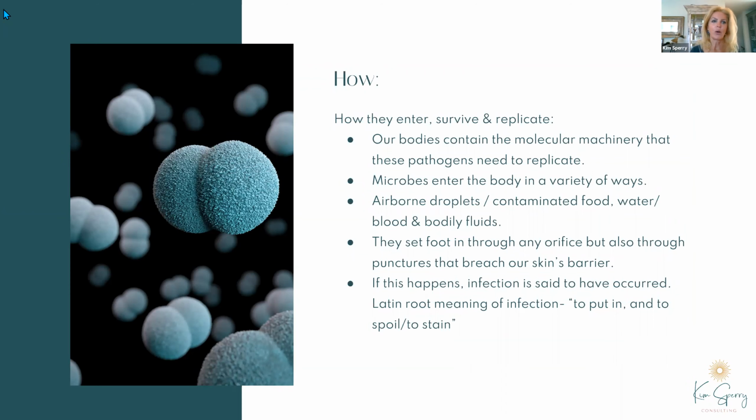Okay, so I've given you the who, the what, the where, the when, and the why. So now I'm going to talk about the how. This is how they get into our body. It can be through airborne droplets, contaminated food or water, blood and bodily fluids, because they can be sexually transmitted as well. And if this happens, infection is said to have occurred. The Latin root meaning of infection is to put in and to spoil or stain.